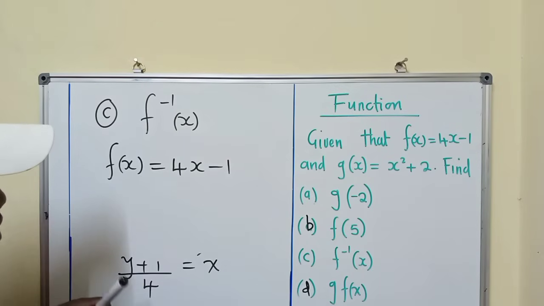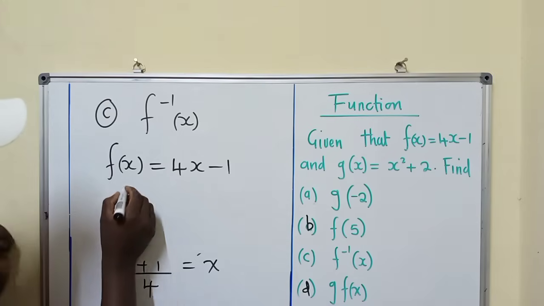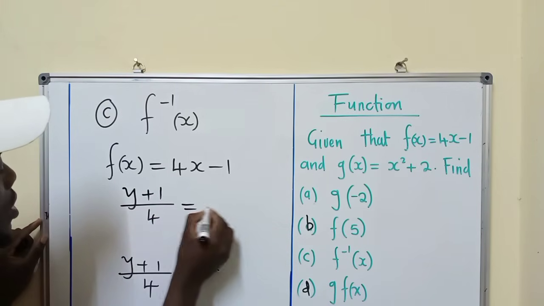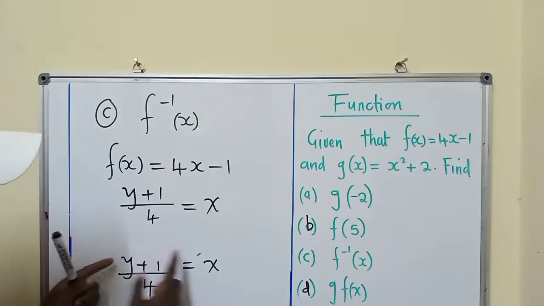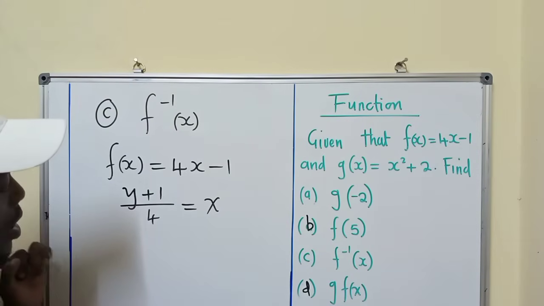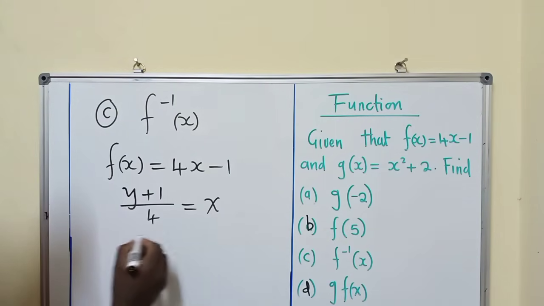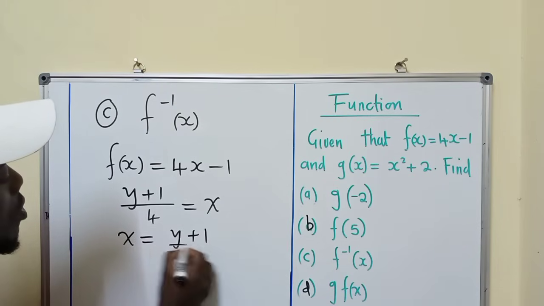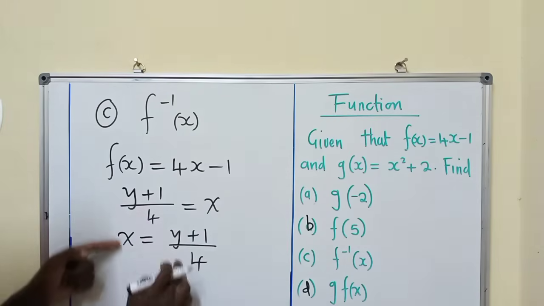We are at this stage. I want you to see very carefully. We're at this stage: y plus 1 over 4 is equal to x. Okay. So now, this can be rewritten as x is equal to y plus 1 over 4. You see that this and this are just the same.